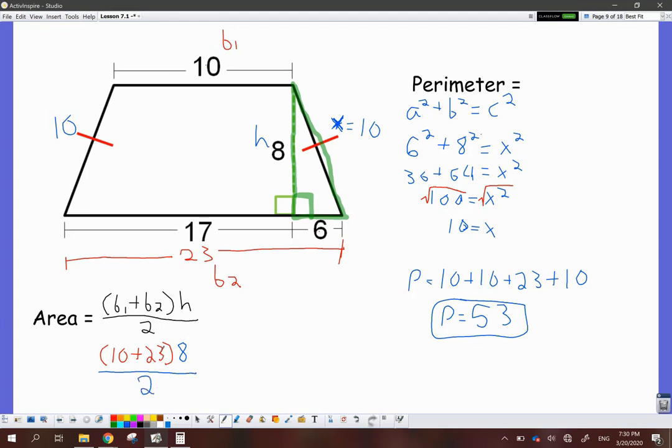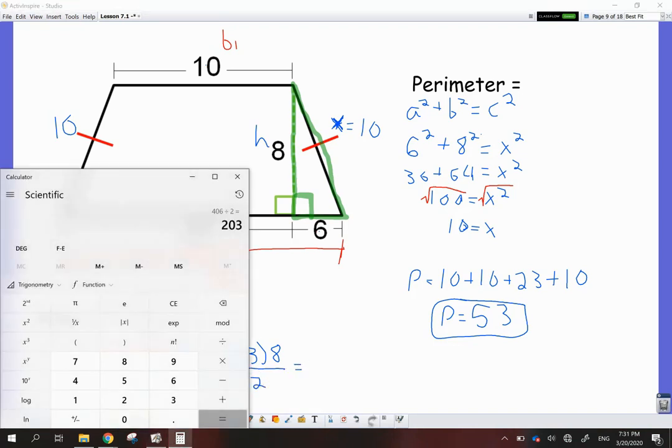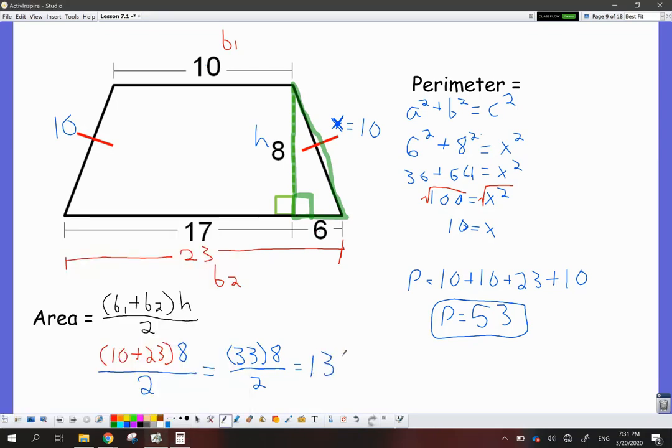Now 10 plus 23 is 33. So I end up with 33 times 8 over 2. And so if I plug that into my calculator, 33 times 8, I get 264, but then divided by 2, I get 132 square units. So my area, 132.